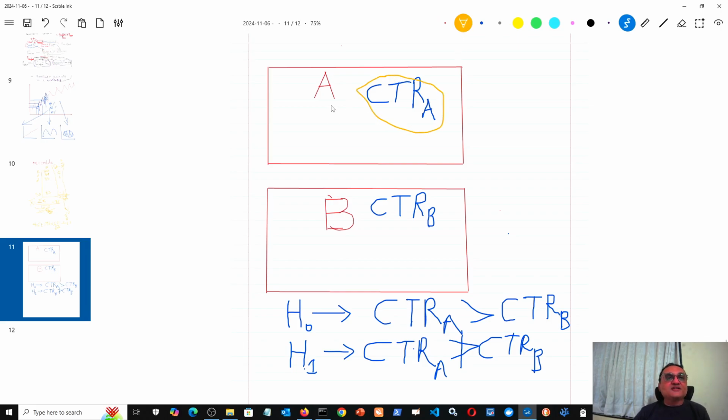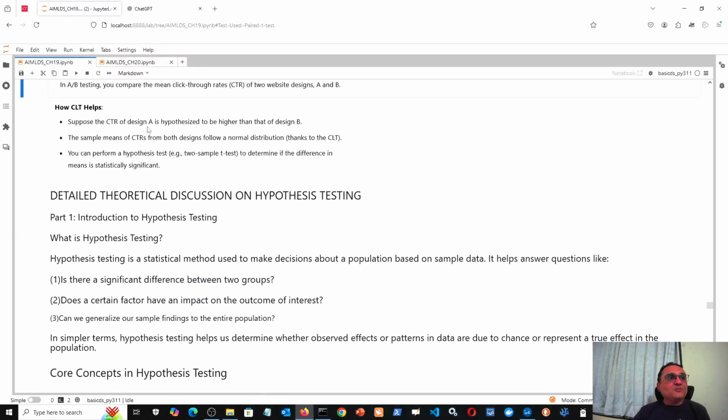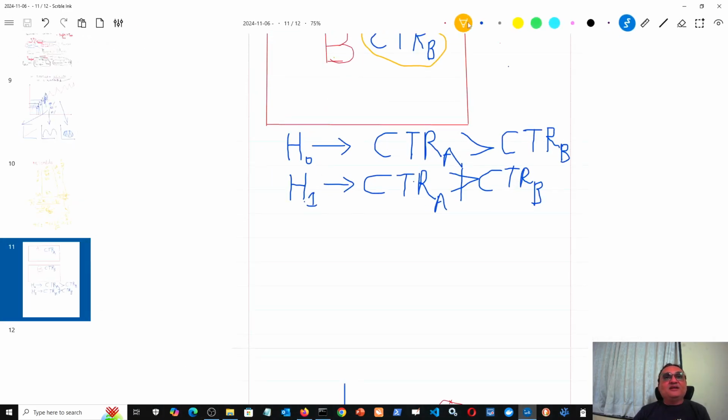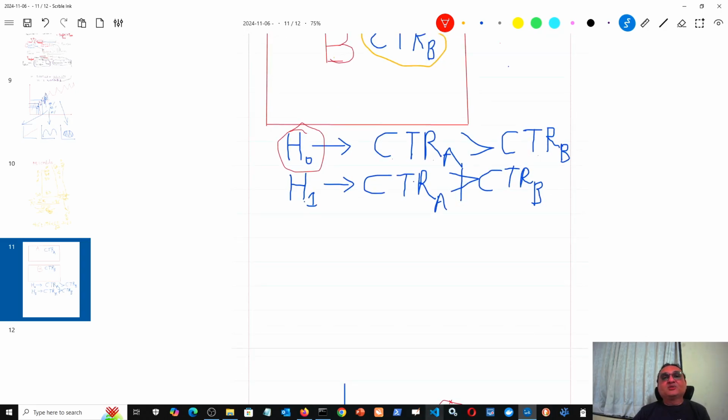So this is first design A, and this is another design B, and these are my click-through rates for the first and for the second, right? Suppose the CTR, click-through rate, of design A is hypothesized to be higher than the CTR for B. So that becomes my null hypothesis. That means whatever you assume initially, that is your null hypothesis: that the click-through rate for the first design is higher than the click-through rate for the second design.